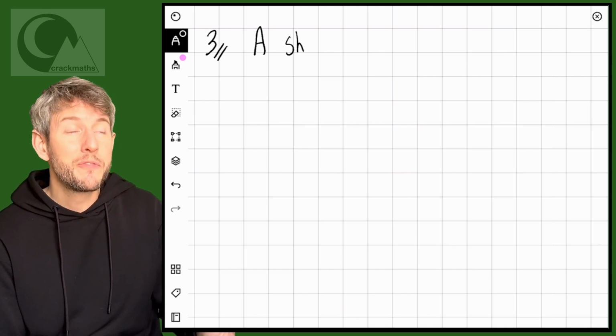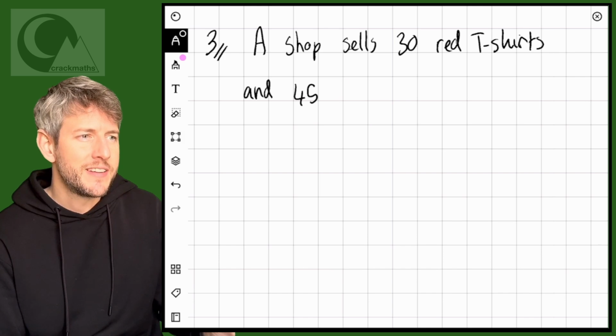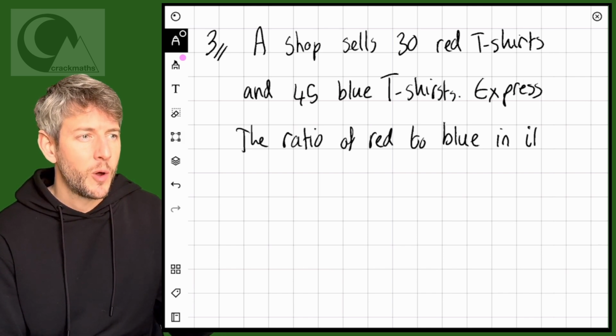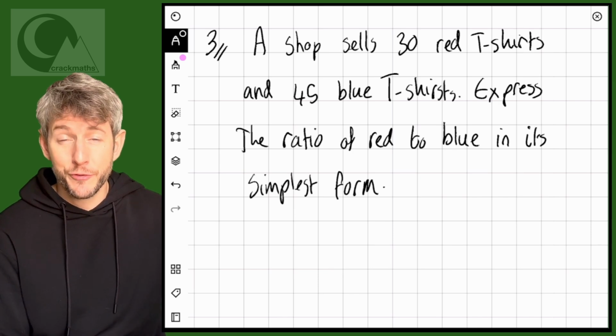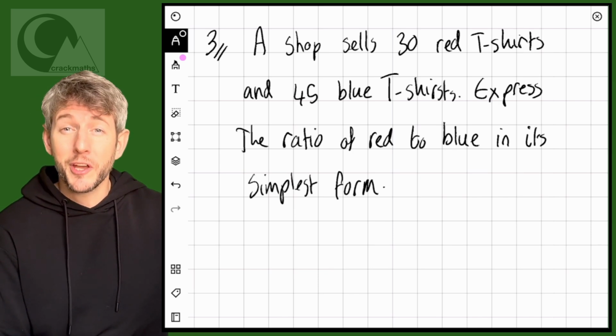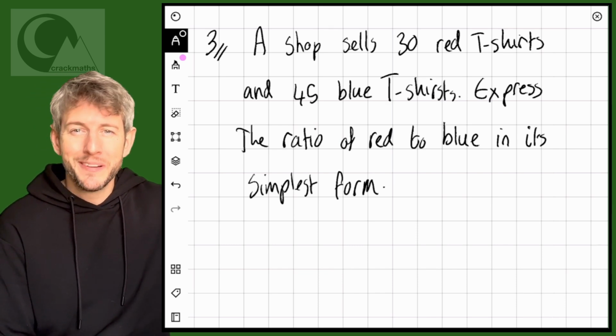Okay, so here we go. We've got question 3 here, and it says, a shop sells 30 red t-shirts and 45 blue t-shirts. Express the ratio of red to blue in its simplest form. Because we've been learning about simplifying fractions, I'm going to go for a fraction approach to this question first and then turn it into a ratio at the end.